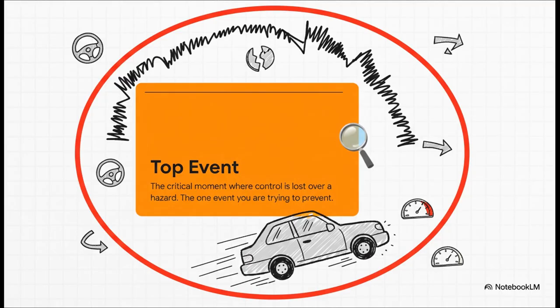Next, we have the top event. This is the absolute heart of our analysis. It's that one single critical moment where you lose control over the hazard. So in our driving example, the top event isn't the crash, it's the moment you lose control of the car. That's the one thing you are desperately trying to stop from happening.